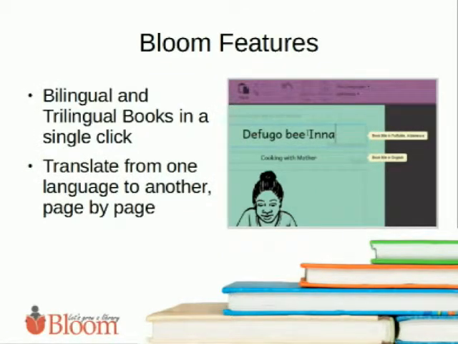Bloom also can dynamically change between a bilingual and a trilingual book just with a drop-down switch. So if you want to add in that second language and you want to have 2 languages in the same book, no problem. It just adds another field and you can start typing away in that second language. It handles the layout for you automatically.